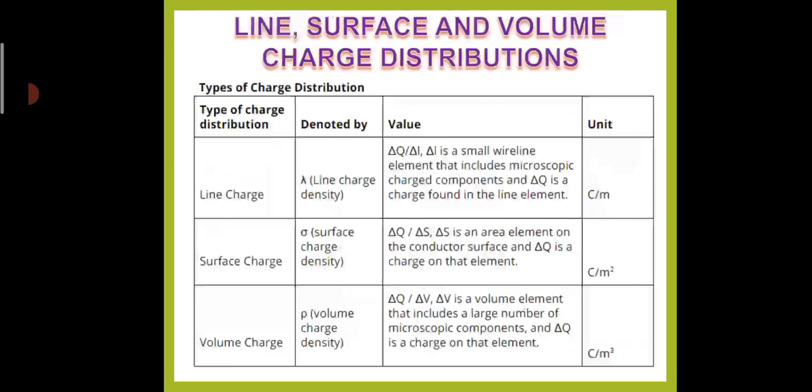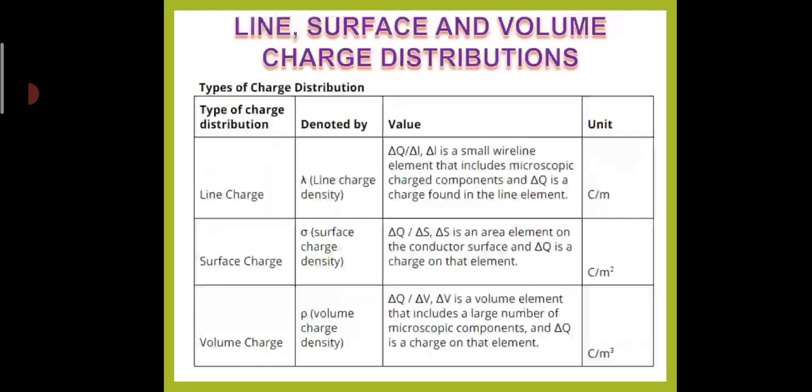Now here are the different types of charge distributions. First is line charge. It is denoted by lambda, line charge density, with value del q by del l. Del l is a small wire line element that includes microscopic charge components, and del q is the charge found in the line element, and its unit is C by m.